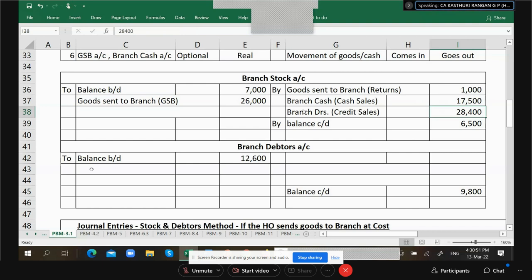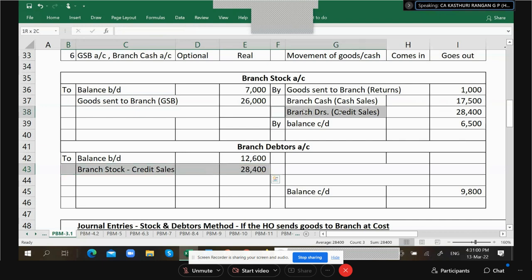When there is a credit sale, you have to debit the debtors account, correct? So branch debtors account debit to branch stock and credit the branch stock account. Goods go out, branch stock account credited. Goods sold to debtors, debtors received. So debit debtor, credit stock account. Clear?